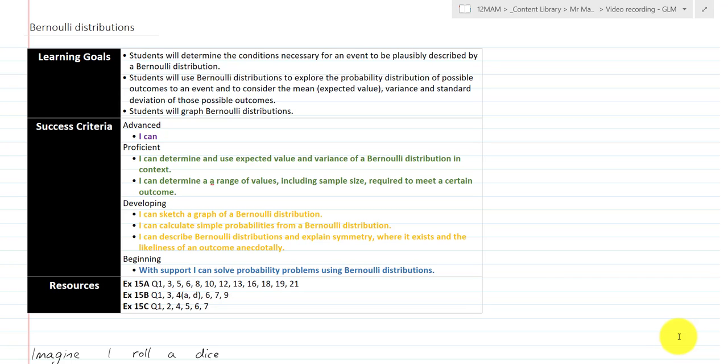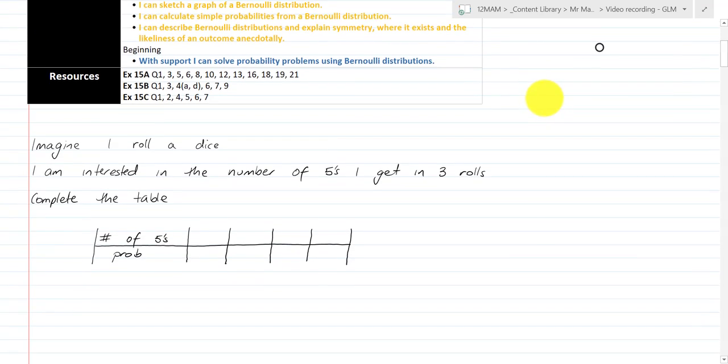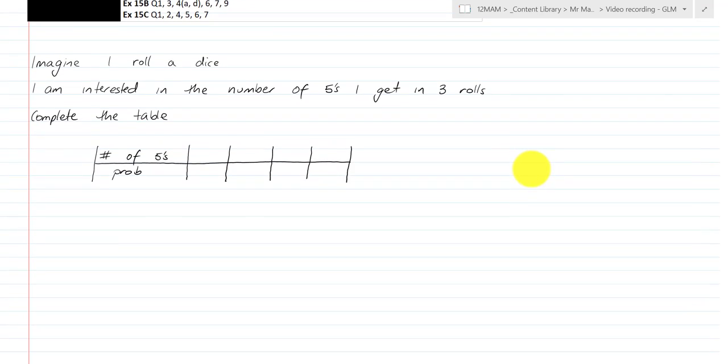So there's some learning goals and success criteria for you, and also the resources from the textbook that we're using, Cambridge. And let's roll on now. So imagine I roll a dice and I'm interested in the number of 5s I get in 3 rolls. We're going to complete this table where, as there's 3 rolls, I could get 3 5s, 2 5s, 1 5, or no 5s of course. And if I set this up, this is to start with definitely the long way, but I could set up a tree diagram for this.